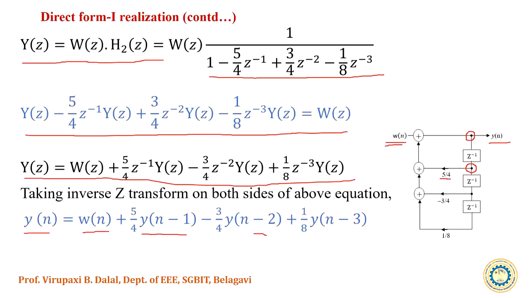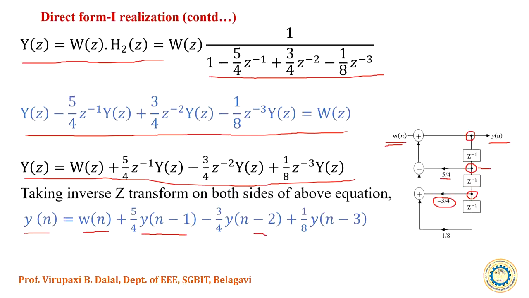The next term is minus 3 by 4 y of n minus 2. So here I should pass y of n through two delay elements. At this point, the output available is y of n minus 1. Pass through another delay element, the output at this point is y of n minus 2, which should be multiplied with the constant multiplier, that is minus 3 by 4, and connected to the summer.